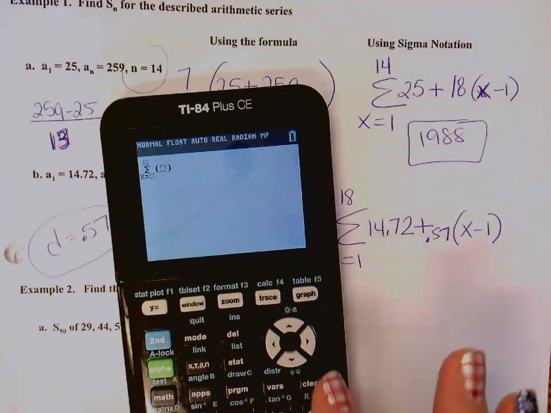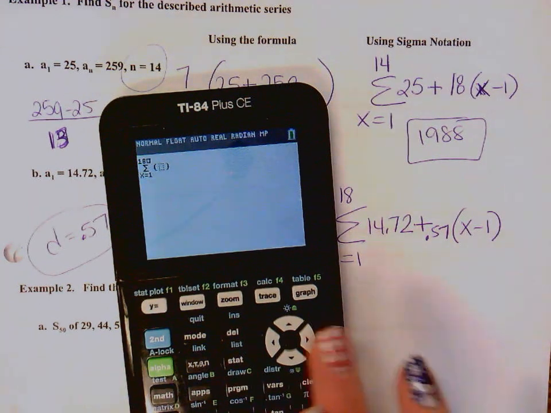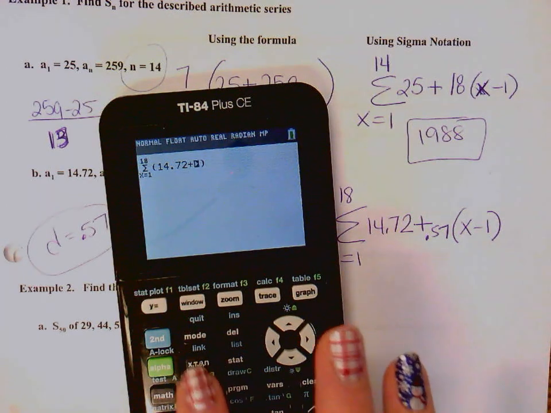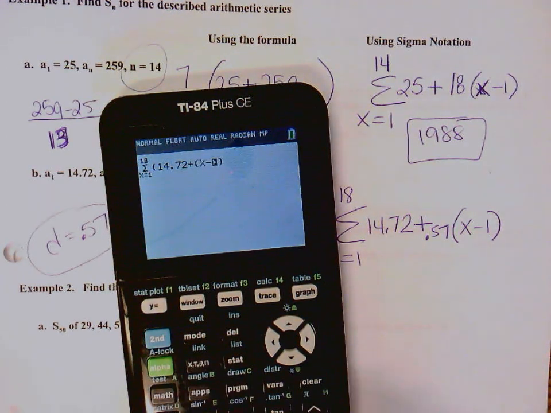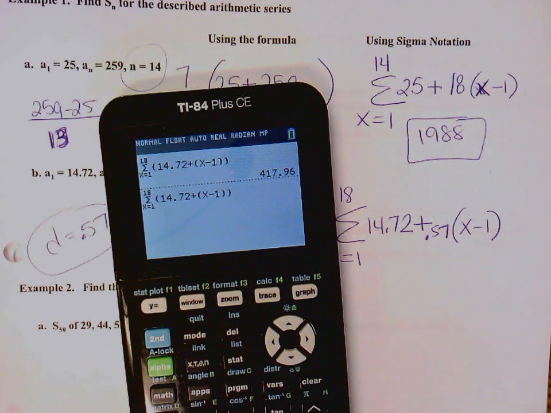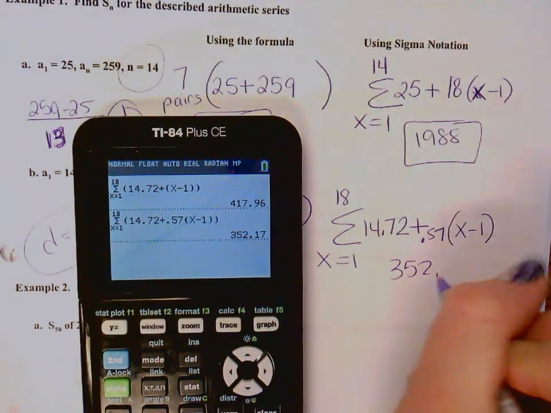N goes from 1 to 18. And then I'm starting at 1472 and going up, parentheses, n minus 1 times. Oh, I didn't do the times 0.57. Oops. Times 0.57, right? N minus 1 times. There we go. 352.17 is the same thing, right? I knew they had to come out the same.